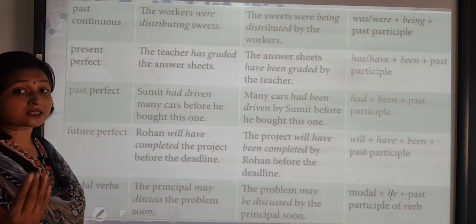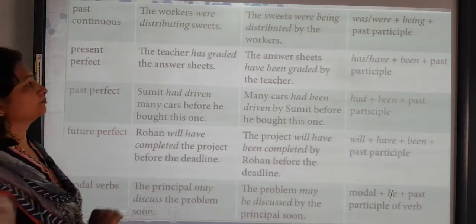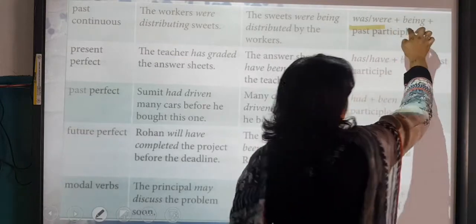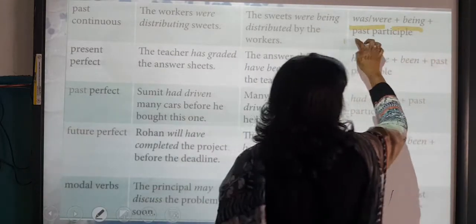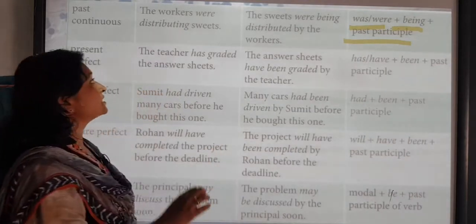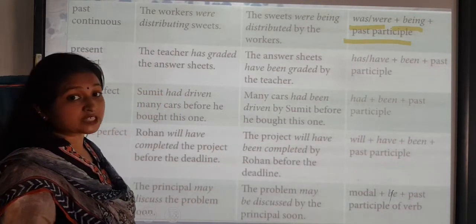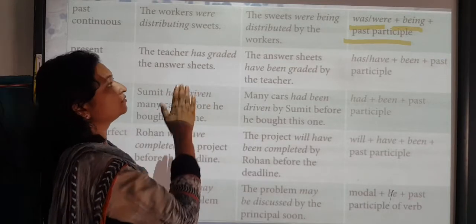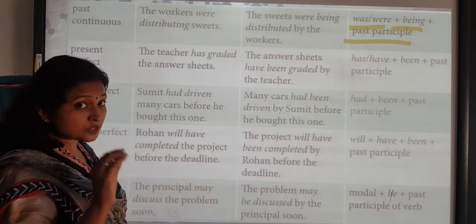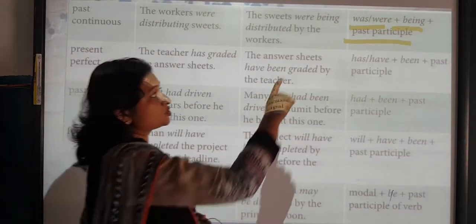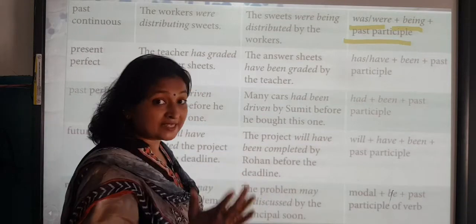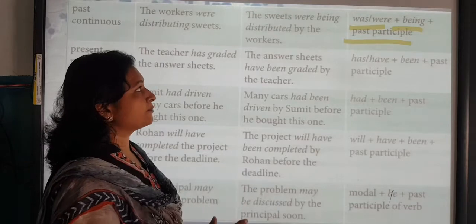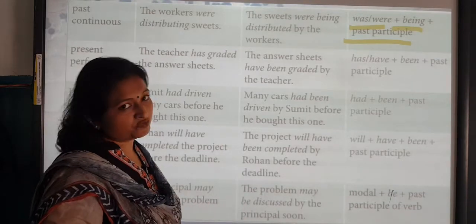नेक्स्ट इज पास्ट कंटिन्यूअस. ing is still there. So what you'll write? Was or were दिखाएगा कि ये sentence is in past tense. Being tells us ing and past participle. Now our example is the workers were distributing sweets. अभी what is the object? Sweets. अगर sweet होता तो singular number है तो हम क्या use करते? Was. But here it is sweets. Sweets is plural. So you will be writing were. The sweets were being distributed by the workers.